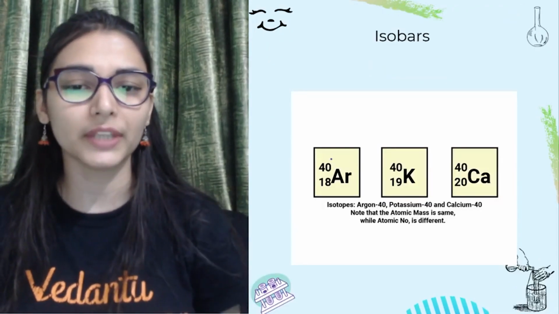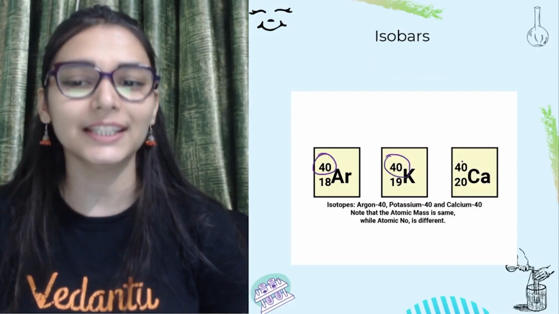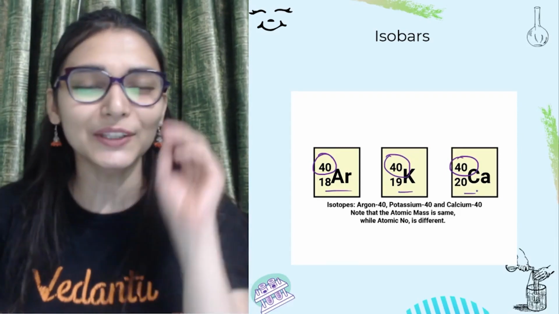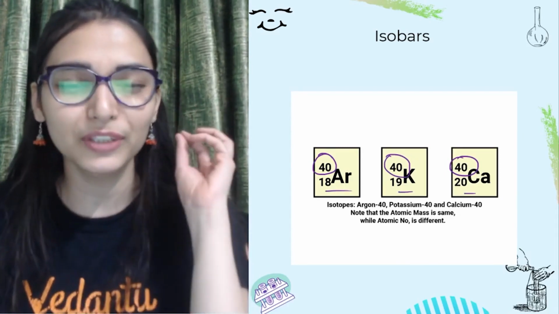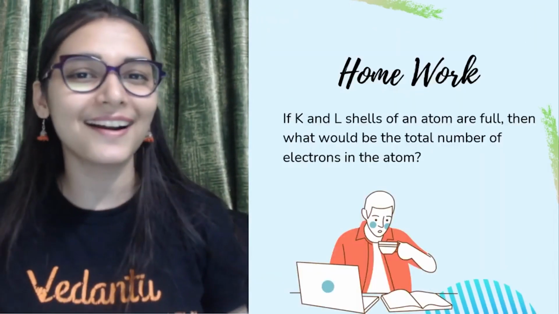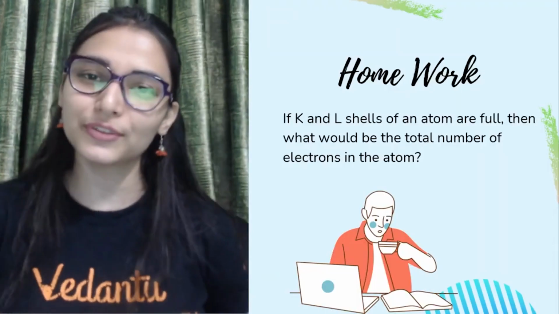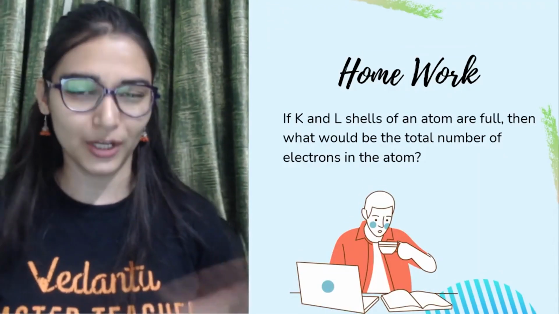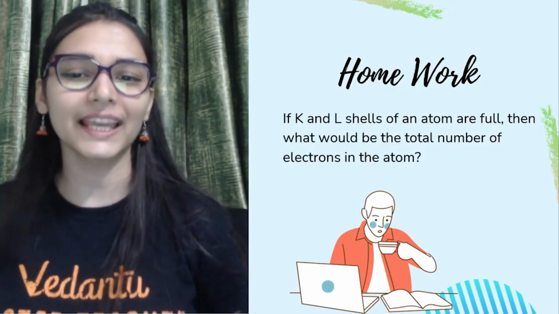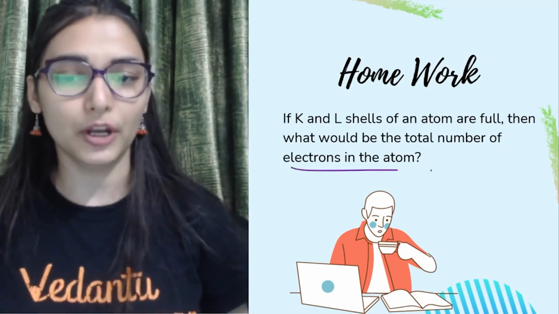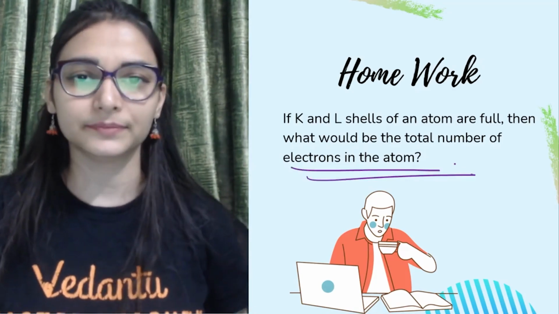Example ma'am has told you, देखो 40 40 40, yet they have different atomic number, their nucleus is different, they are from the different element, yet having the same masses, isobars. Okay, and isotones भी होता है जिसमें same neutrons are there. So I am giving you a homework question. You have to tell me, if K and L shells of an atom are filled, then what would be the total number of electrons in the atom?